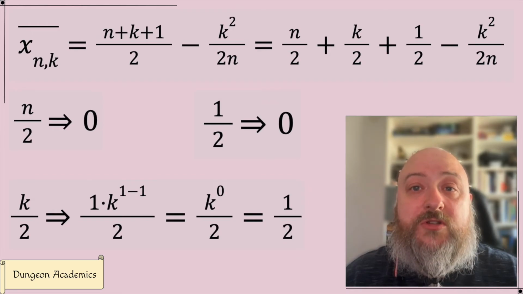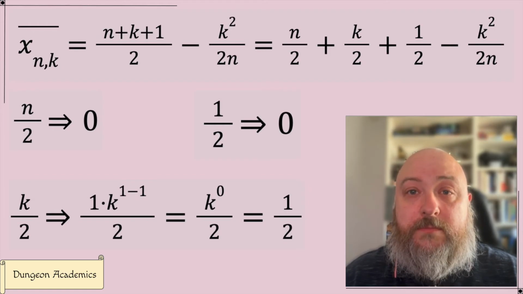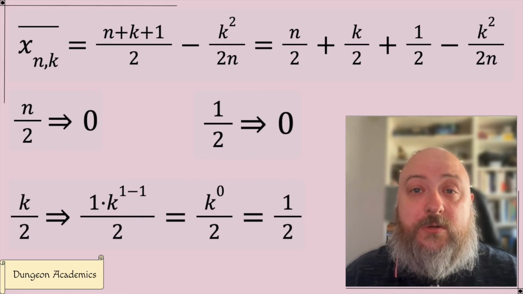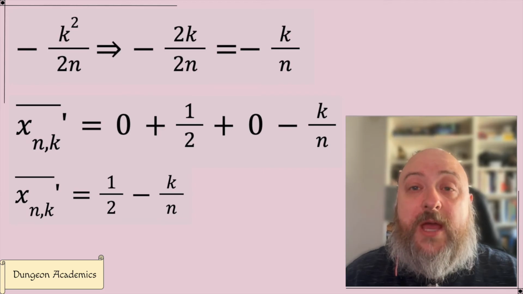Remember your rules for differentiation. Multiply a term by the power, then reduce the power by 1. k/2 differentiates to 1/2. Minus k² all over 2n differentiates to minus 2k over 2n, and that simplifies to just k/n.